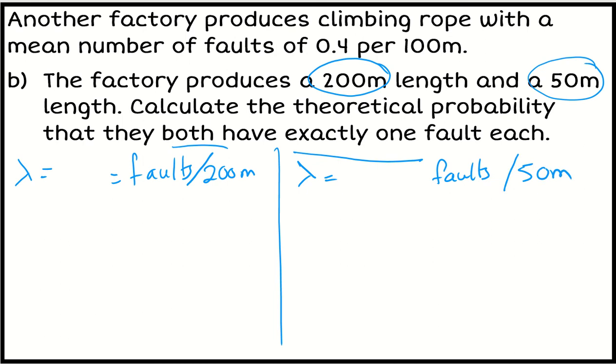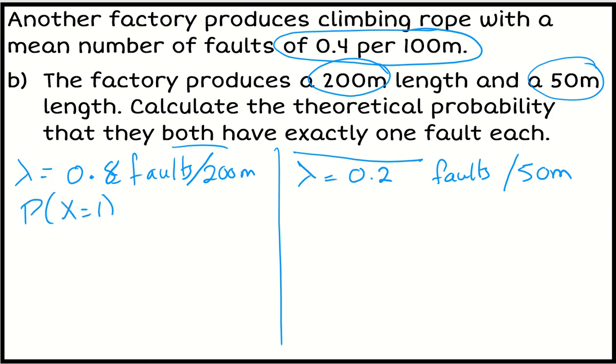So my original is a rate per 100 metres. So that's a rate of 0.4 per 100 metres. So for 200 metres, I'm going to double. So that's going to be 0.8 faults per 200. For 50 metres, I need to halve that. So it's going to be 0.2 faults per 50 metres. Now I want to find the probability of getting exactly one fault in both of these situations.